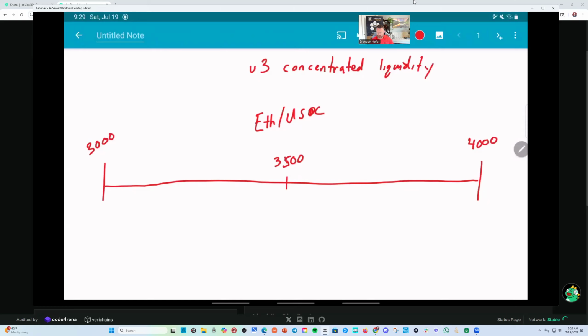Okay. So if ETH spikes up to 4,100 tomorrow, I am now out of range. That position doesn't collect fees. But if the next day ETH drops back down to 3,700, I'm back in range. Okay. So because we don't know exactly what the short-term price action is going to be, we want to set a range that allows us to ideally stay within range for as long as possible, knowing full well that there might come a time when I go out of range completely.